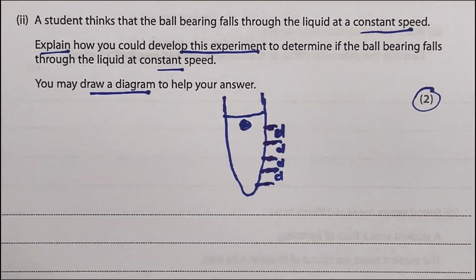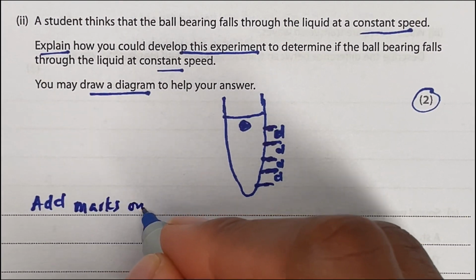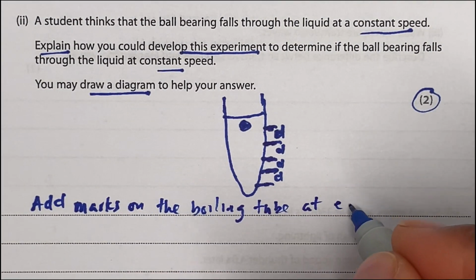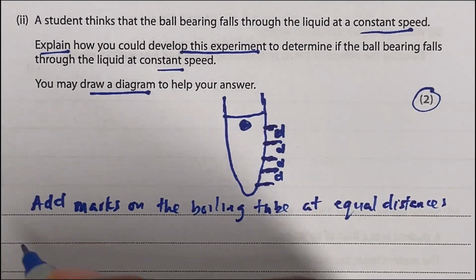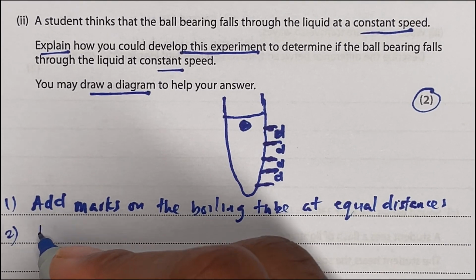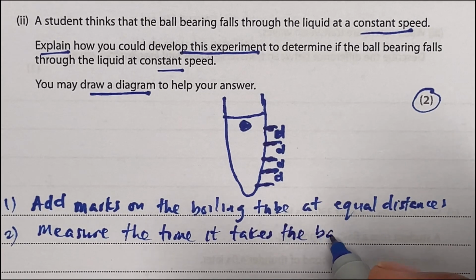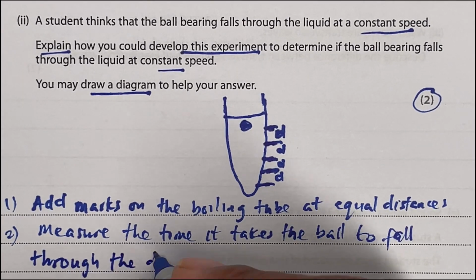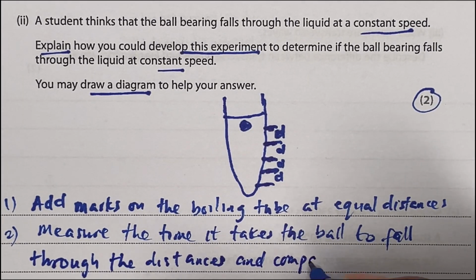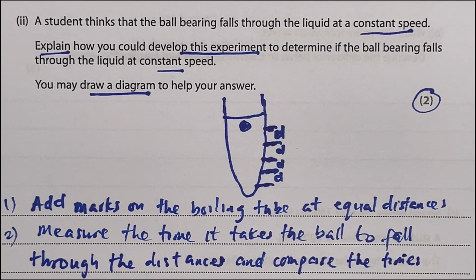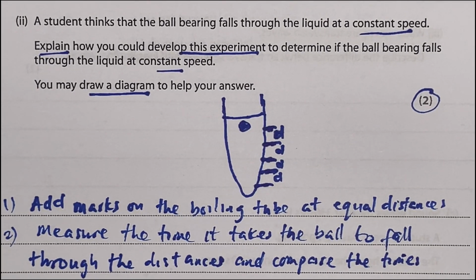So if it falls at the same speed through these distances, then I would say that would be a constant speed. Okay, so what I will write is add marks on the boiling tube at equal distances. Okay, that's my first point. My second point would be measure or record the time it takes the ball to fall through the distances and compare the time. Okay, so that will be my step to develop the experiment.